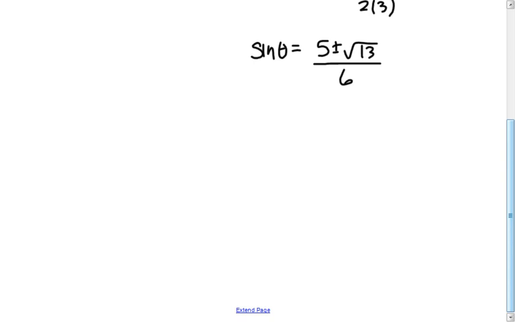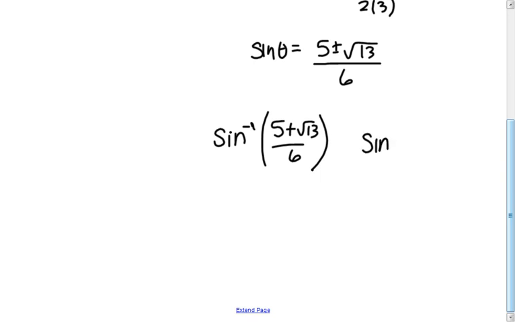So what you're going to do on your calculator is this. First of all, sine negative 1, and then you're going to put in 5 plus the square root of 13 over 6. And then you're going to go sine negative 1 and do 5 minus the square root of 13 over 6. Typically, one of these will work and one of these won't work. You're probably going to get an error on one of them, and you have to be really careful how you enter it into your calculator.